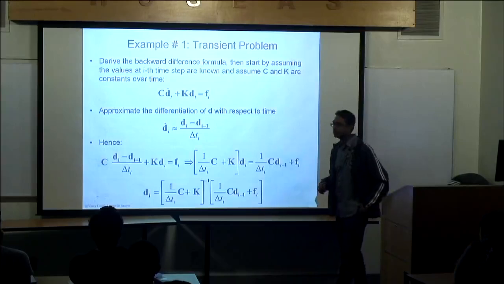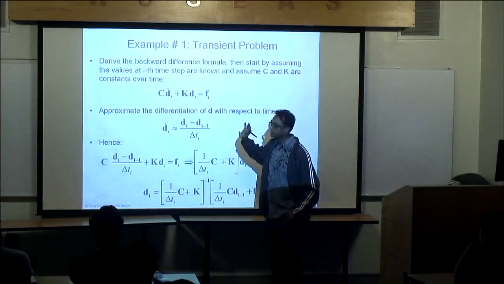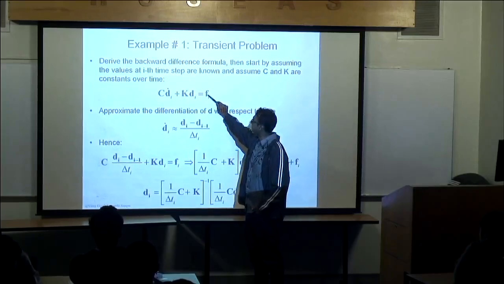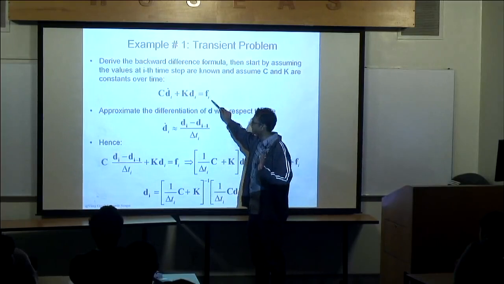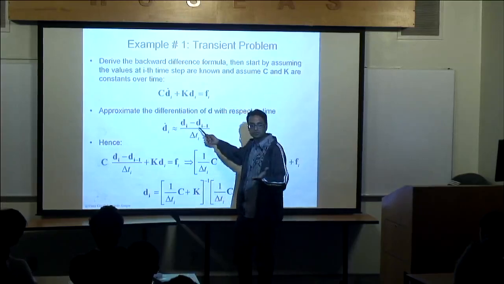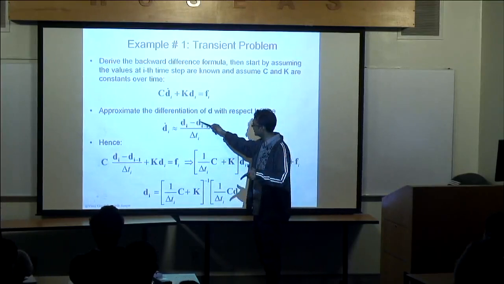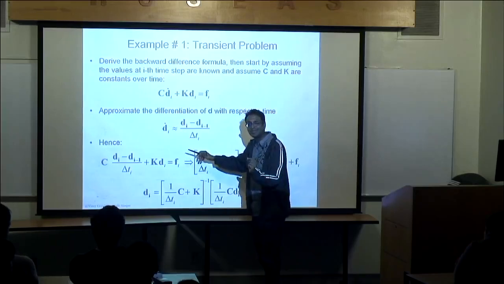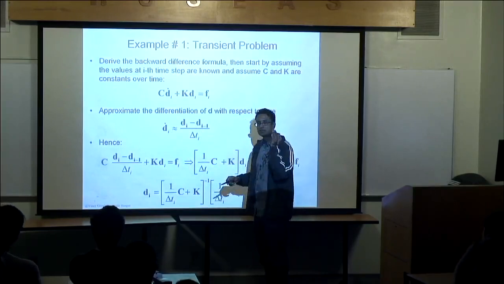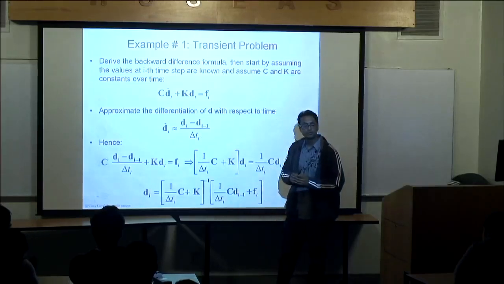Let's just apply the easiest one. We can just derive the backward difference formula. Let's pretend that this is true at the current time. So D_i dot, do you agree I can approximate it using the slope between the previous time and the current time? And so D_i minus D_{i-1}, over delta t, approximates D_i dot, and it is exactly D_i dot when delta t approaches zero, as the limit goes to 0. That's the basic definition of the derivative.